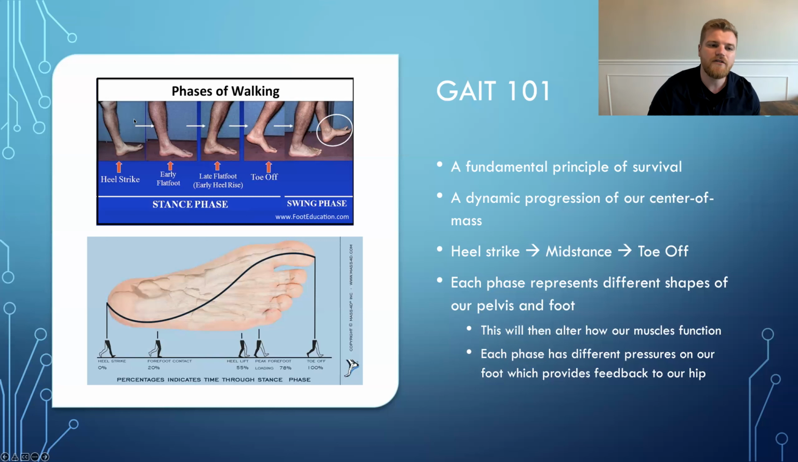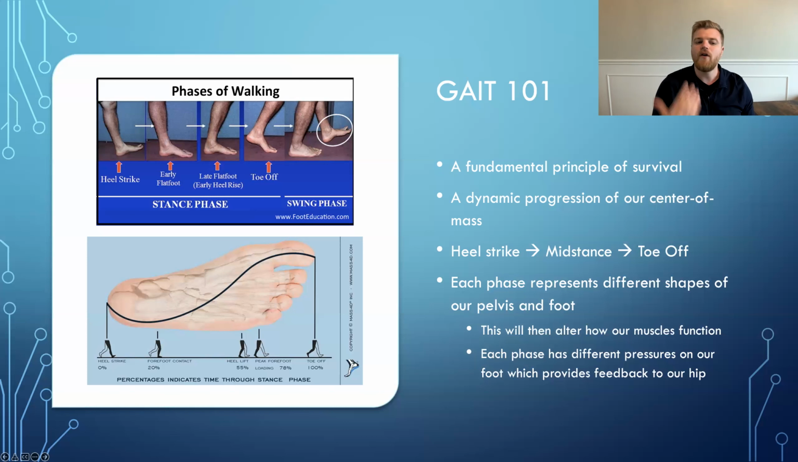Because remember, each phase has different structure changes. So for example, heel strike is more supination, has a different structure change compared to when I go into mid stance and pronation, where now this midfoot comes towards the ground. And that is going to change what's happening at the knee and change what's happening at the pelvis. And when that happens, we then get changes or altering of the muscle function.